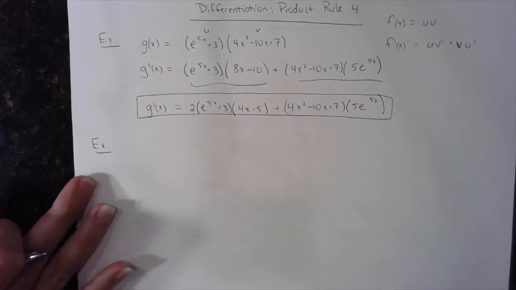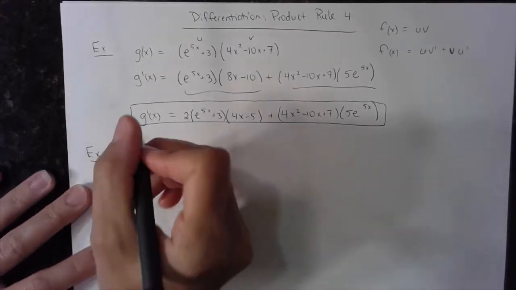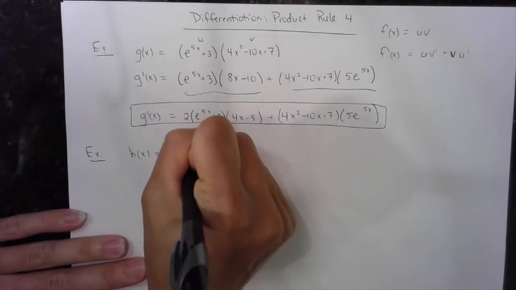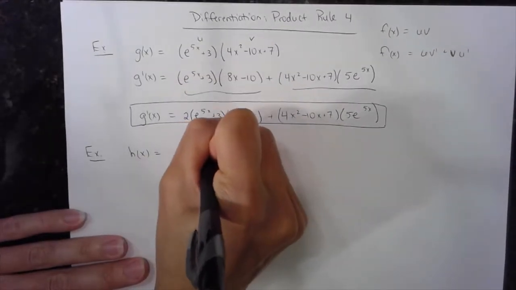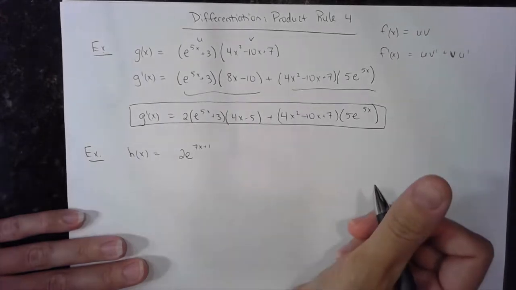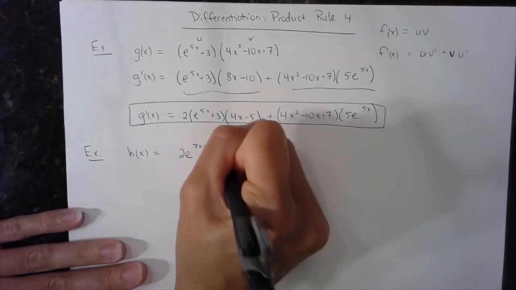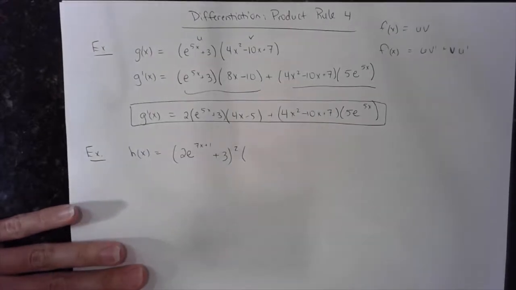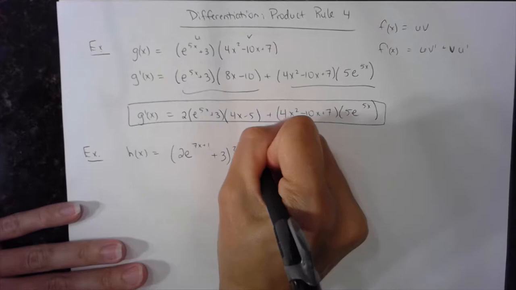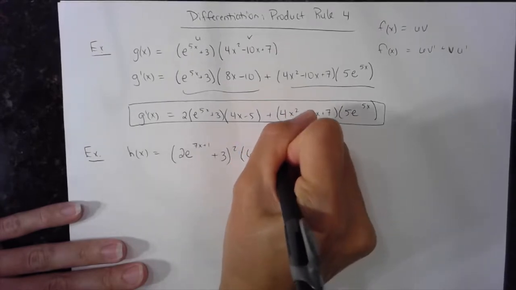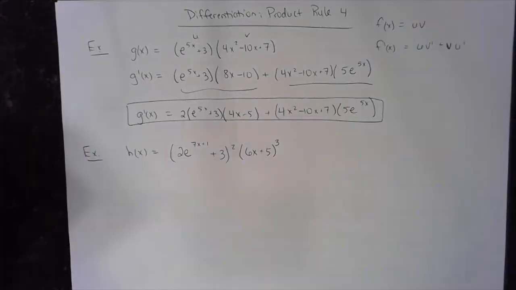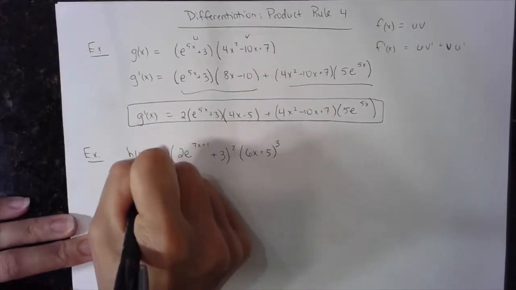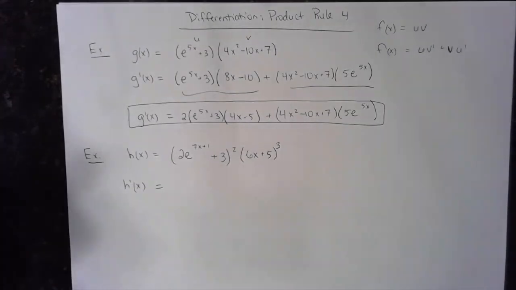Now, one more. And this one is a little bit worse, and maybe you can tell me why. 2e to the 7x plus 1. Here we go. I'm going to make it really ugly. Plus 3 squared times 6x plus 5 to the third. Boom, there's a really ugly function. Hey, it happens. Whatever. If you could derive really ugly cases, then you could do basic cases. So I say go hard or go home.